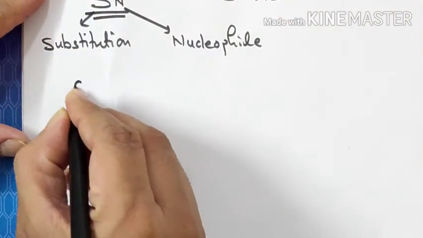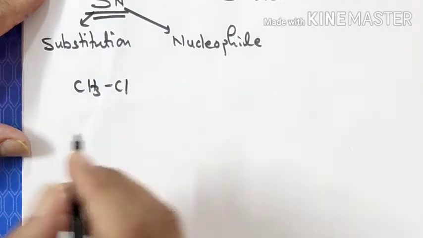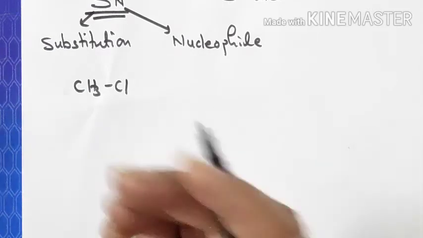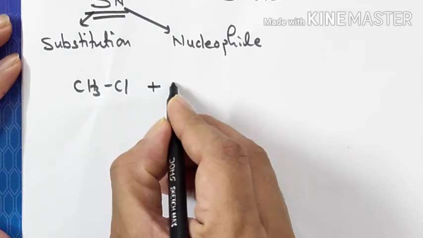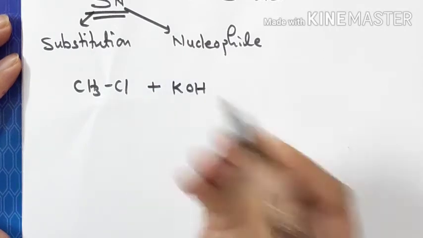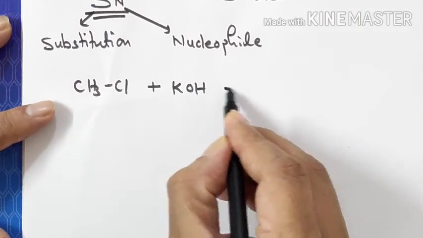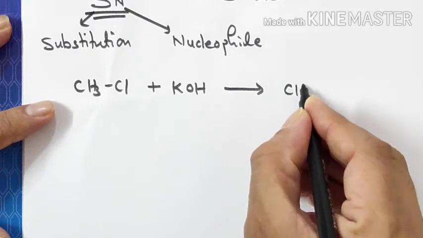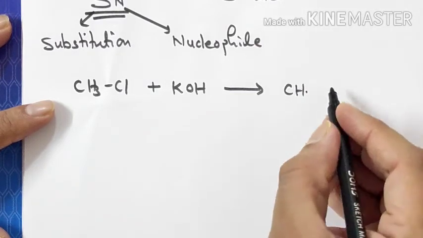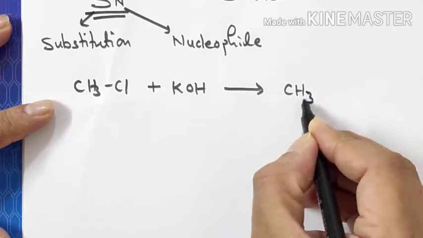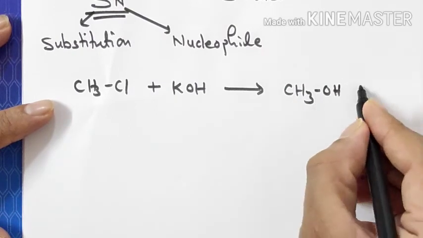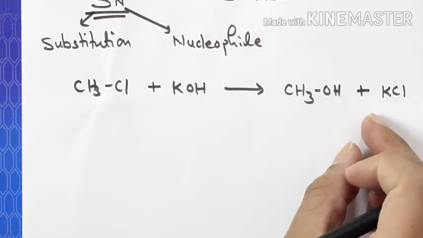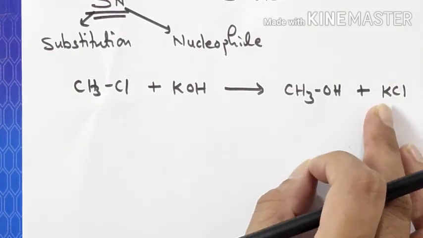Suppose I have CH3Cl. This is chloromethane, or we call it methyl chloride. Suppose I treat this chloromethane with KOH. Now what reaction will take place? This OH is going to replace this Cl, right? And the product obtained will be CH3OH plus KCl. This is the reaction.